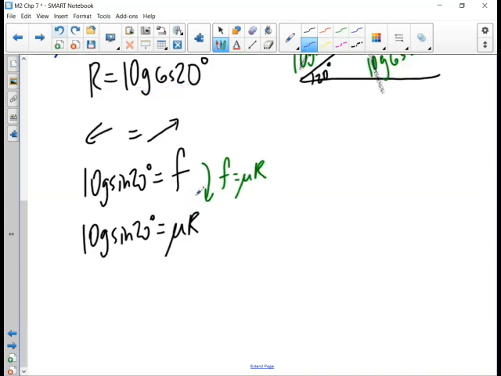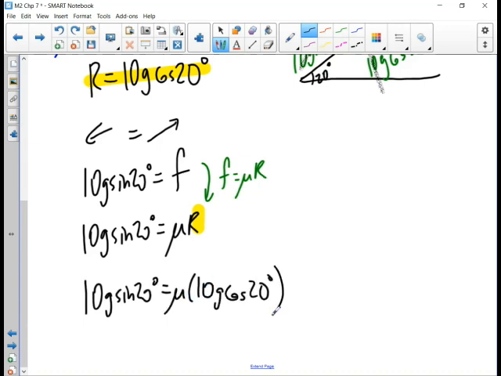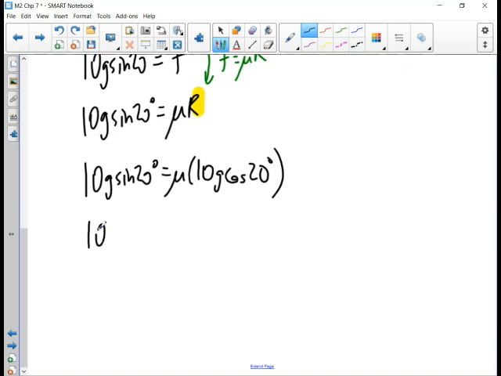Actually, a better way would be using a highlighter. So color coding. That's a powerful way to help you coordinate things. Where does R come from? So 10G sin 20 equals mu times 10G cos 20. So divide that over. So 10G sin 20 over 10G cos 20 equals mu. Plug it in a calculator. You will see the answer.